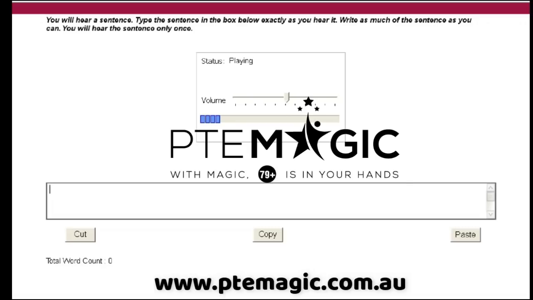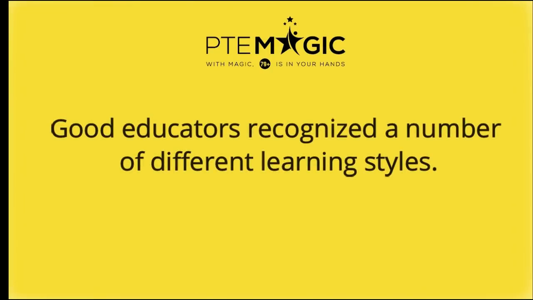Good educators recognized a number of different learning styles.